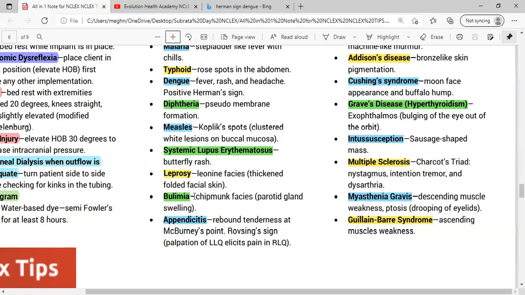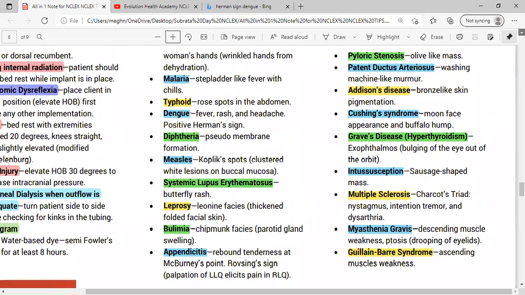Bulimia: we can see chipmunk facies or parotid gland swelling. In case of appendicitis, which means inflammation of the appendix, if you check the abdomen, we find rebound tenderness at McBurney's point. Also, Rovsing sign is positive: if you palpate the left lower quadrant, it elicits pain in the right lower quadrant. What next?